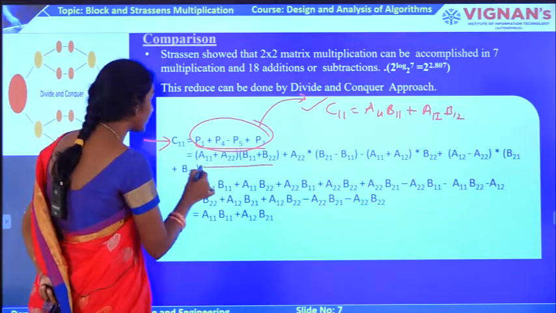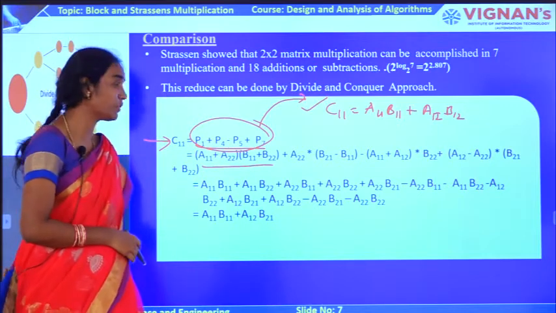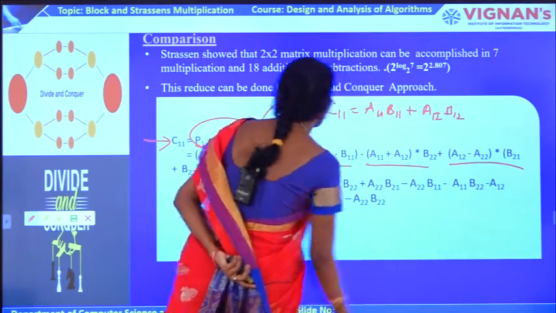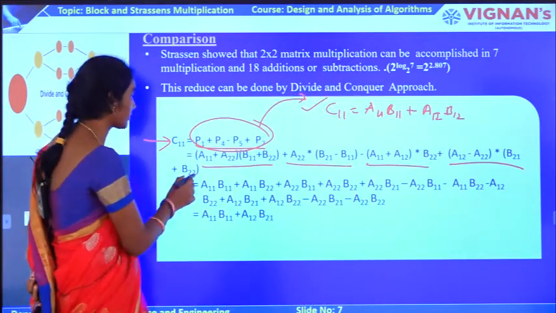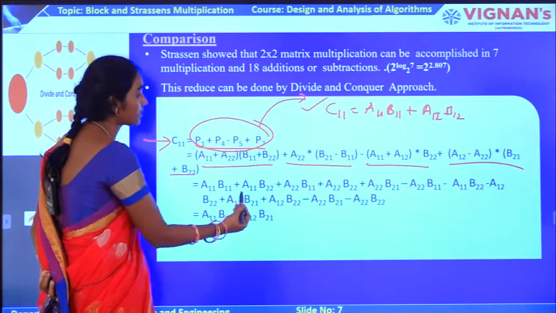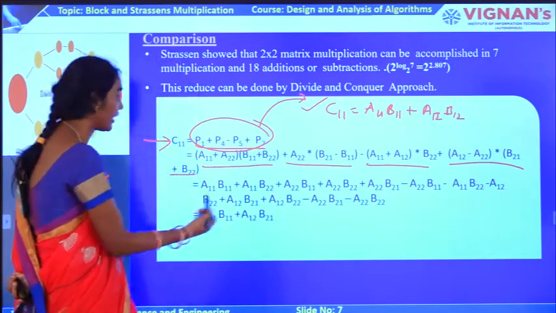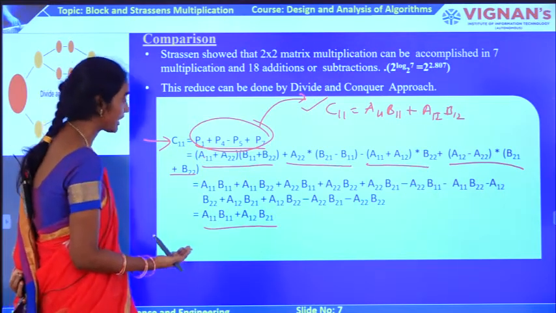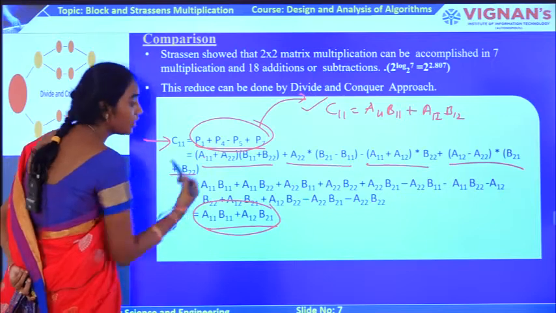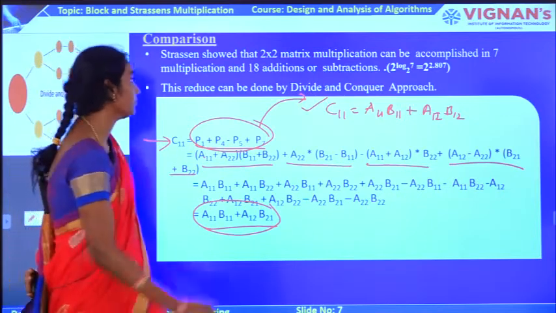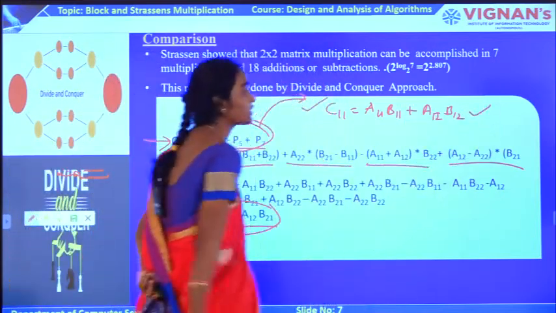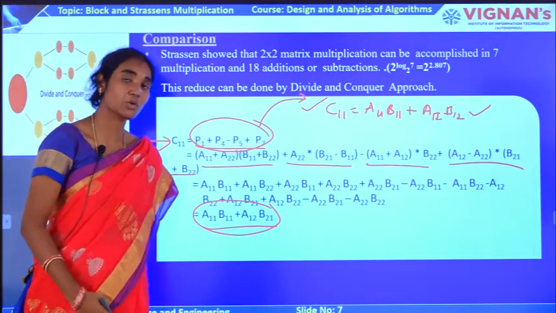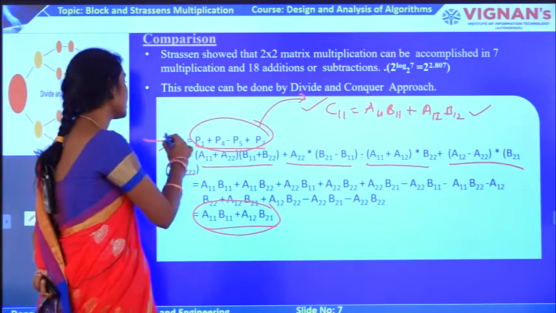So P1 is given as (A11 plus A22) into (B11 plus B22), and each of the others is given likewise. Now if I expand all this, A11 into B11 plus A11 into B22, and likewise for the rest. Finally the plus and minus values get cancelled, and I will have only A11 B11 plus A12 B21. So it is the same value which I got in the block matrix multiplication. This is why it is given to us.